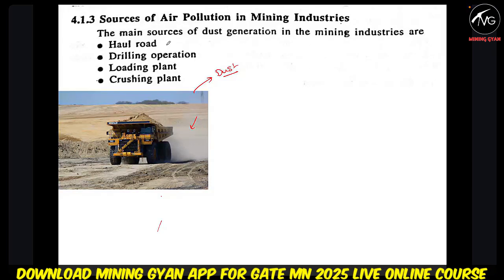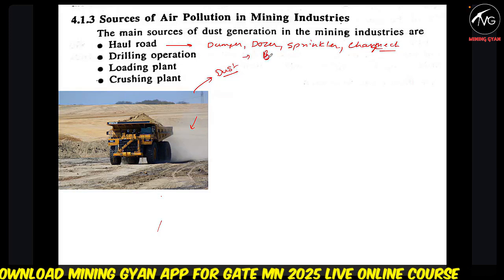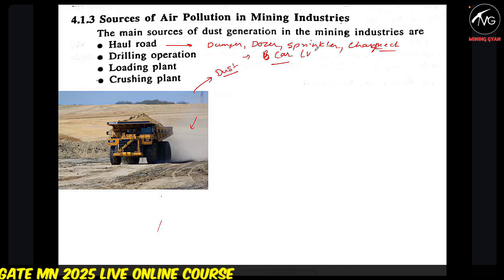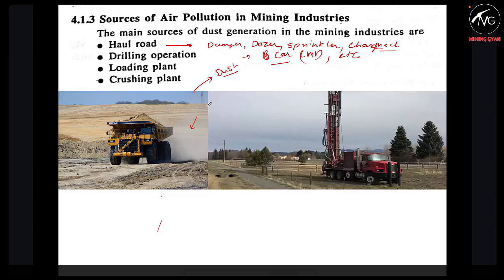You understand the machines, right, many machines run: dumper, dozer, sprinkler, charge mac, Bolero, and you can say light vehicles, LMV, etc. So these operate on the haul road, and they generate dust. Then the drill machine. When we drill, a lot of dust is generated.